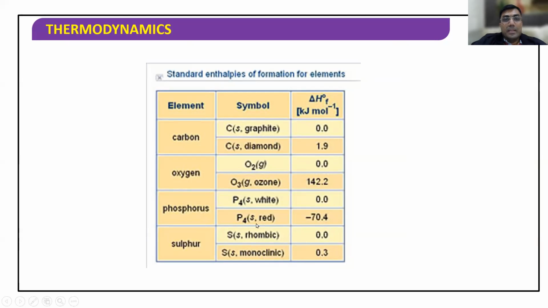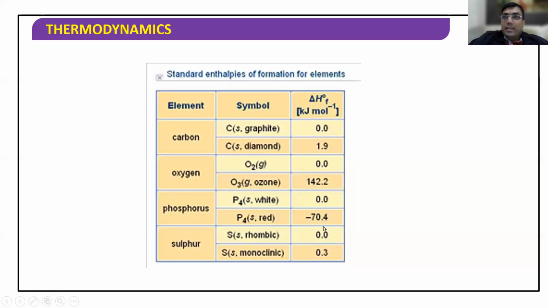Okay. Similarly, phosphorus, which is the most stable form, red phosphorus or white phosphorus? White phosphorus. Carbon, diamond or graphite, which is thermodynamically more stable? Graphite. So these three have been asked in the examination.